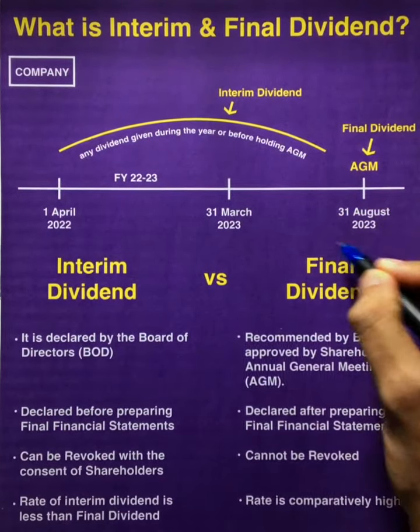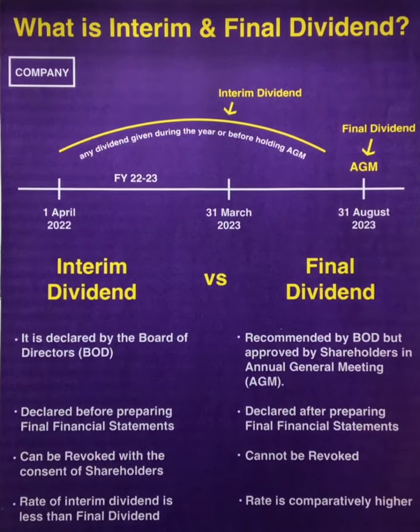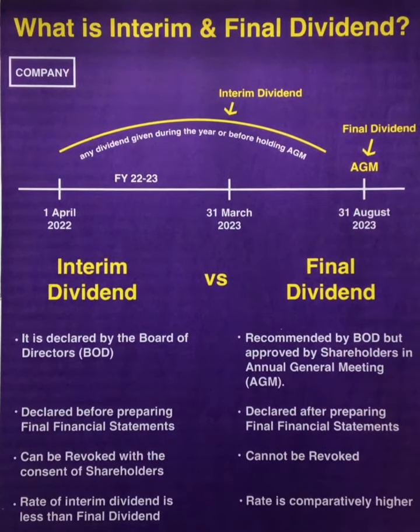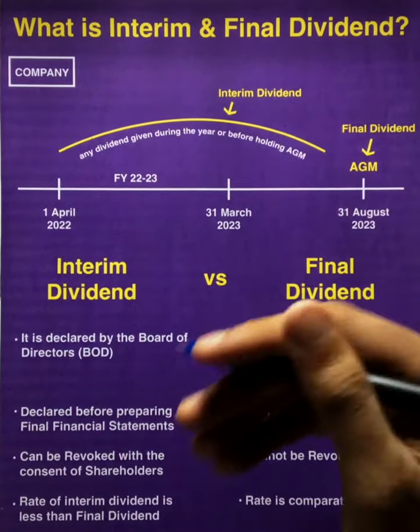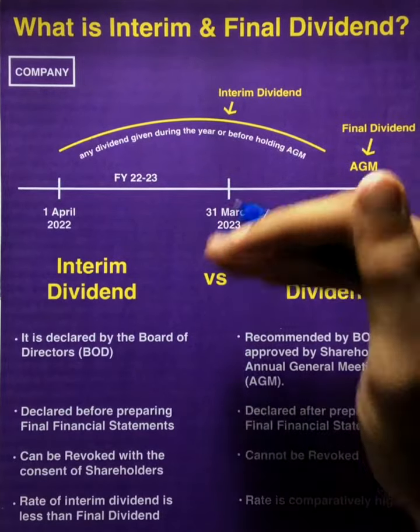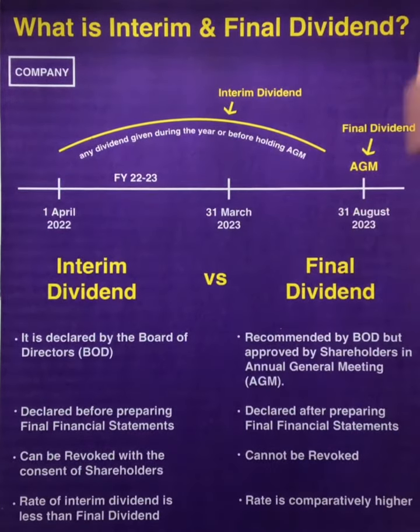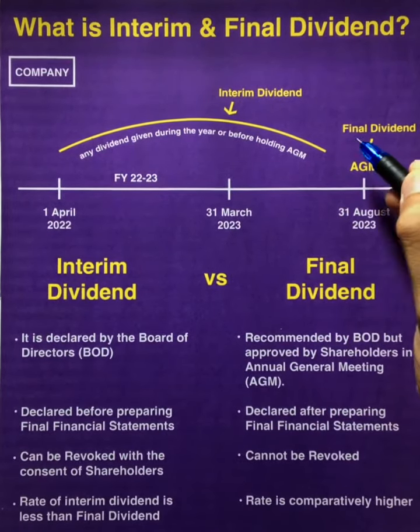say on this date the company held its AGM, annual general meeting of the company, on 31st August 2023. And what happened in this AGM was, let's say the board of directors recommended a dividend, they proposed a dividend and shareholders accepted the proposal, they approved the proposal and they declared the dividend. So the dividend which is declared in the AGM is called the final dividend.